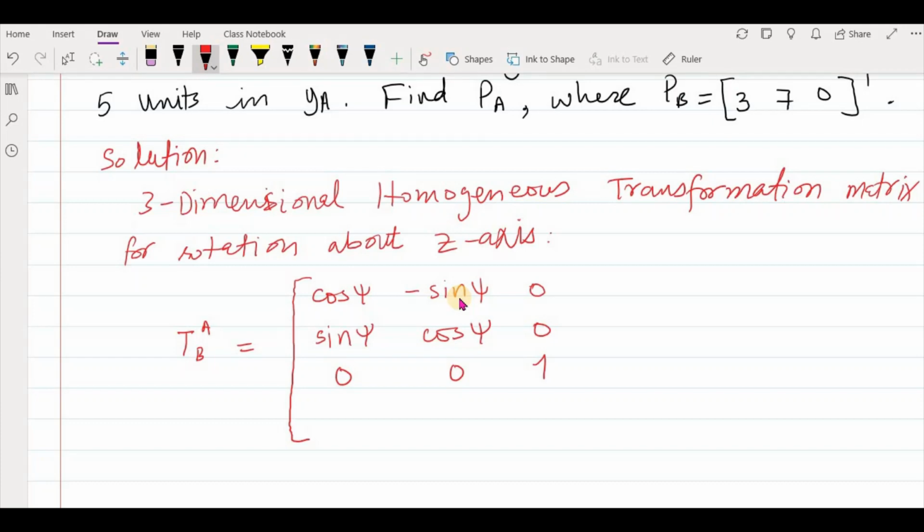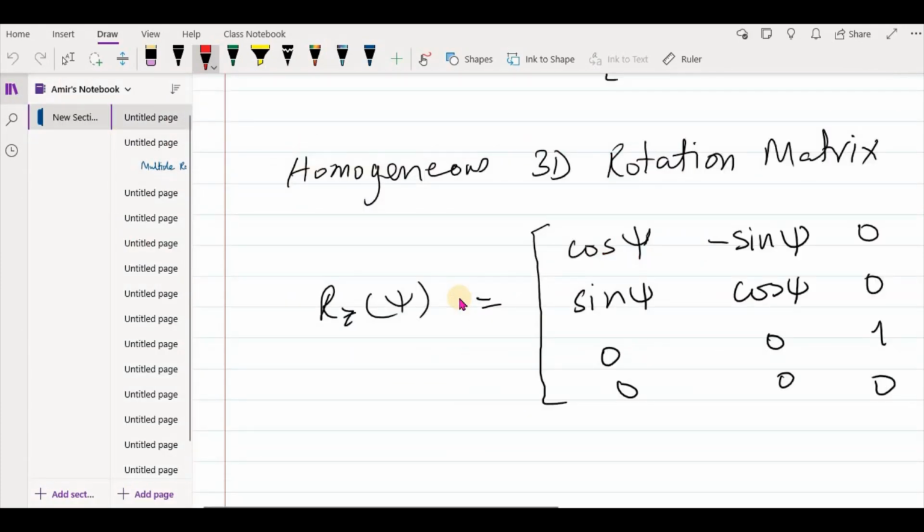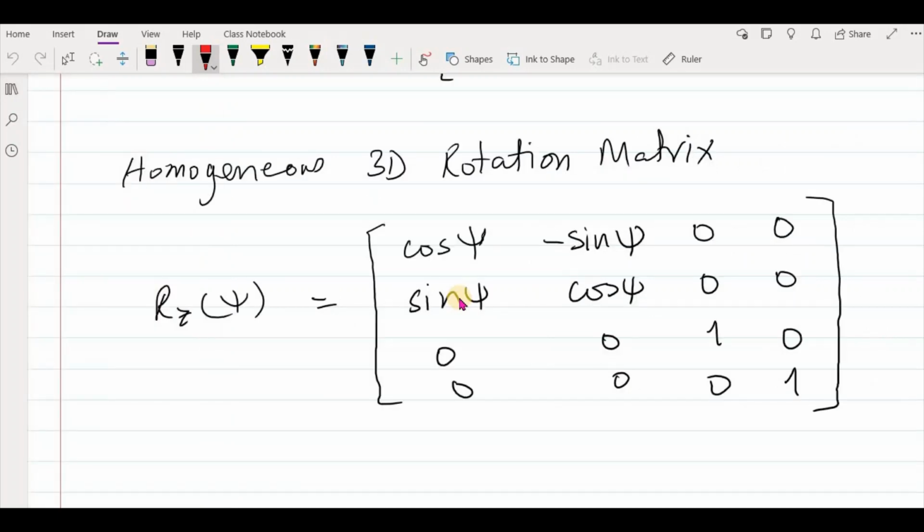So these values come from the rotation matrix that we defined previously. Here you see rotation about the z-axis: cosine of psi, minus sine psi, sine of psi, and cosine of psi. So this was a rotation only, a rotation matrix, so we don't have x, y, and z values. Translation, they're all at 0.